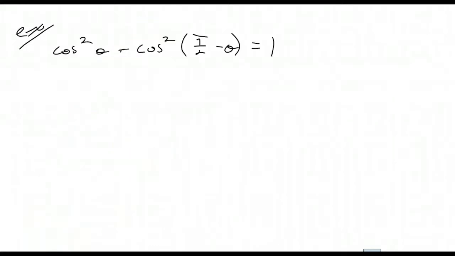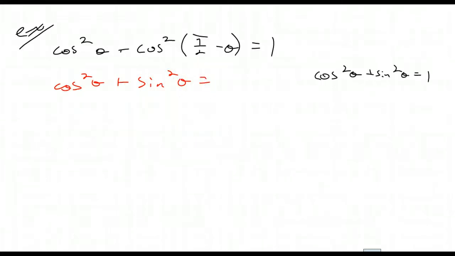Okay, with this example, the first thing I see is that this is a cofunction identity, so I'm just going to leave my first function alone, but my cofunction for cosine of pi over 2 minus theta is sine. So really this is sine squared theta equals, well, by the Pythagorean identity, oh how I love saying that, cosine squared plus sine squared is 1, so all I'm going to do is substitute all of this for 1, so that I have 1 equals 1.